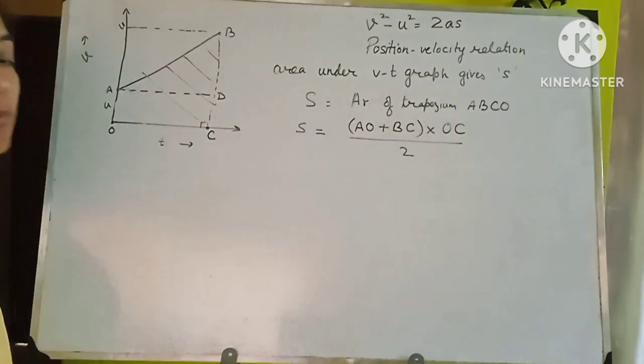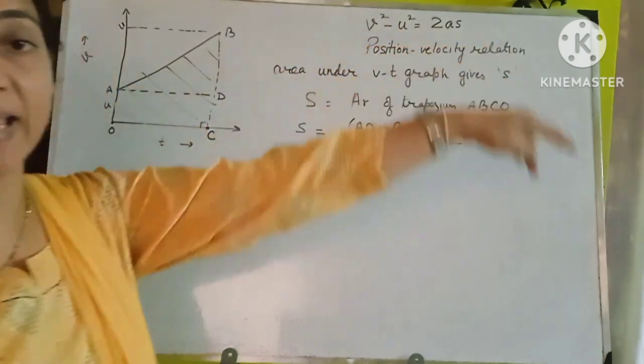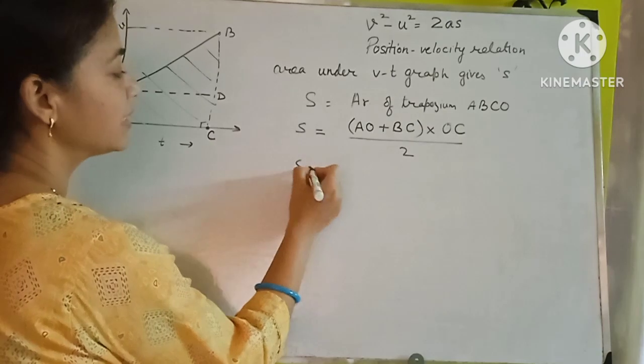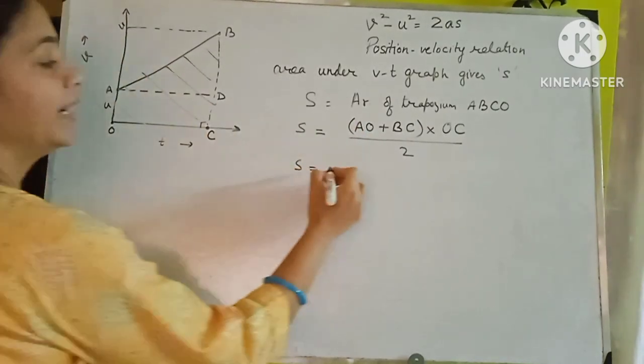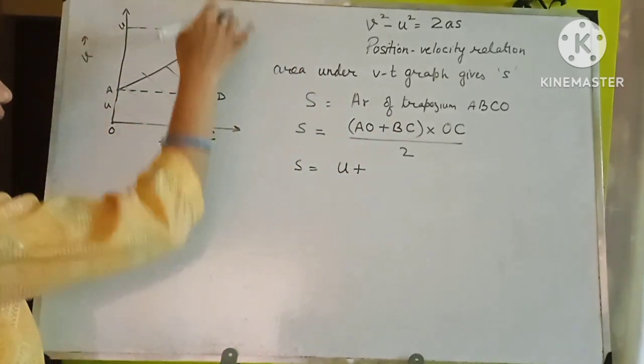But we don't want A, O, B, C, O, C. What do we want? U, V, A and S. So let's substitute these values from the graph. S is equal to half of AO. How much is AO from the graph? It's U, plus BC. How much is BC from the graph?